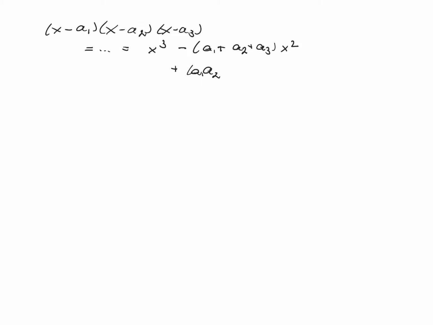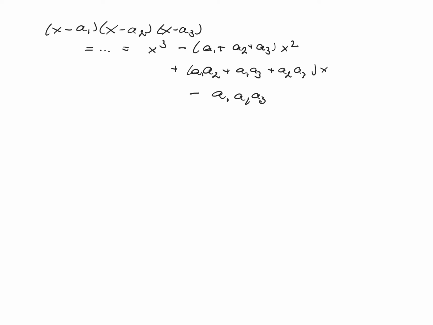Let's now take a look at the multiplication of this form. So let's say we have (x − a1) times (x − a2) times (x − a3). If you work this out, so you can make this multiplication, what you will find is x^3 − (a1 + a2 + a3) x^2 + (a1 a2 + a1 a3 + a2 a3) x − a1 a2 a3.